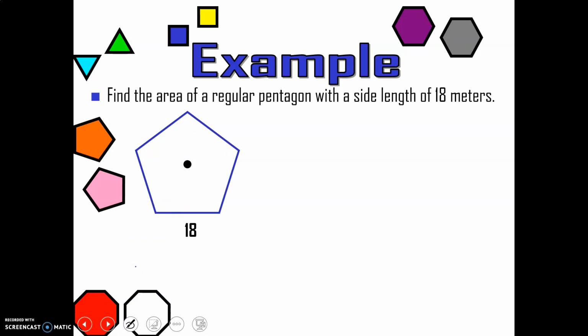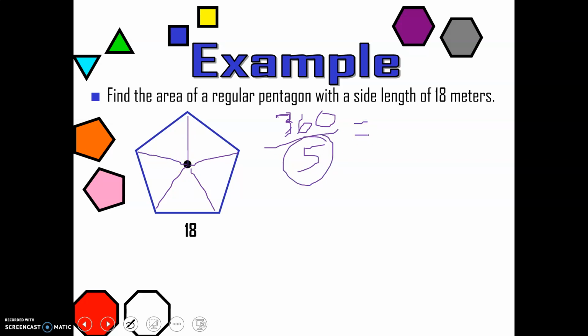All right, so the very first step is we are going to take 360 degrees and we're going to divide 360 by the number of sides, which is 5. And the reason why we're doing this is because we're going to make 5 congruent triangles here. So we're dividing by 5, and 360 divided by 5 is going to be 72 degrees.